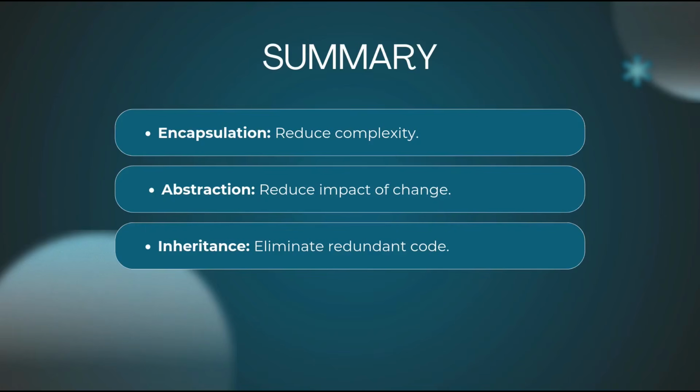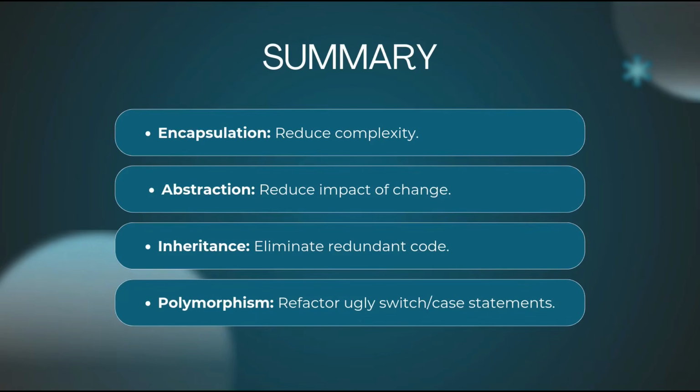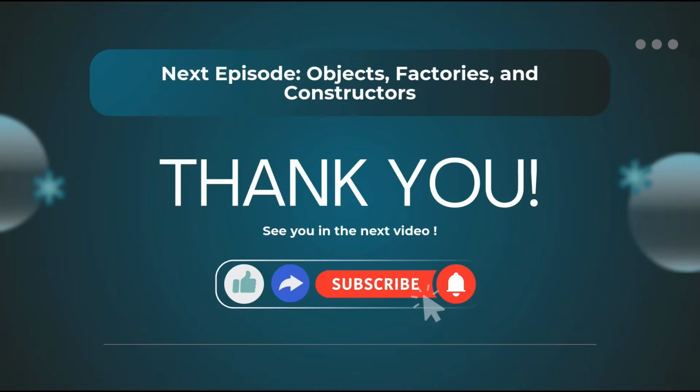So we looked at the super and the extends keyword. Finally, we have polymorphism, which might have been a little complex, but make sure to come back to this video and replay it a few times. It basically refactors ugly switch case statements by allowing different objects to behave differently, giving them their own properties. So, to recap, encapsulation groups related variables, abstraction hides details, inheritance eliminates redundant code, and polymorphism helps us get rid of long if else or switch statements.